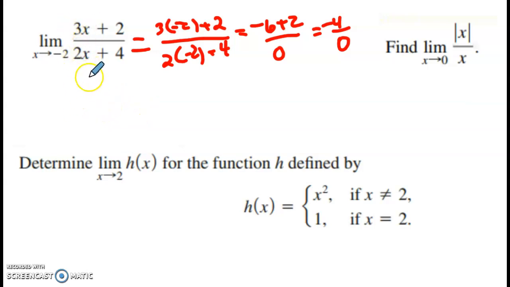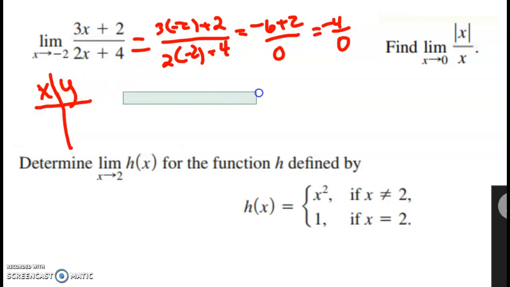I'm wondering what's happening as I approach -2 from the right and as I approach -2 from the left. So let's think of some things. Okay, here's -2.